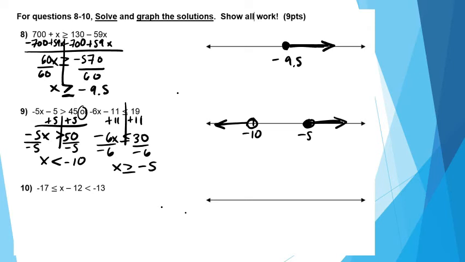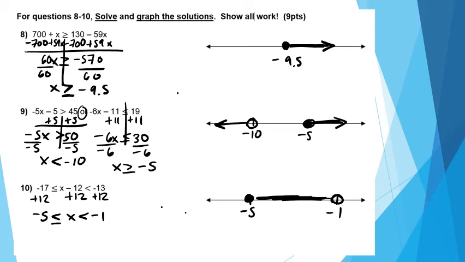And finally for number 10, this is a three-part inequality. So in order to get x by itself, I'm going to add 12 to each term. So I have -5 is less than or equal to x is less than -1. So I'm going to note where -5 is, note where -1 is. And I know that x is greater than or equal to -5, so this is going to be a closed dot. And then the other one, x is less than -1, so this is an open dot. And I'm simply creating the line segment in between them.